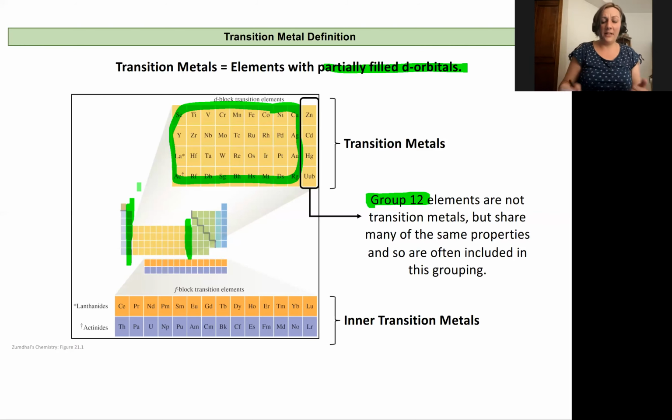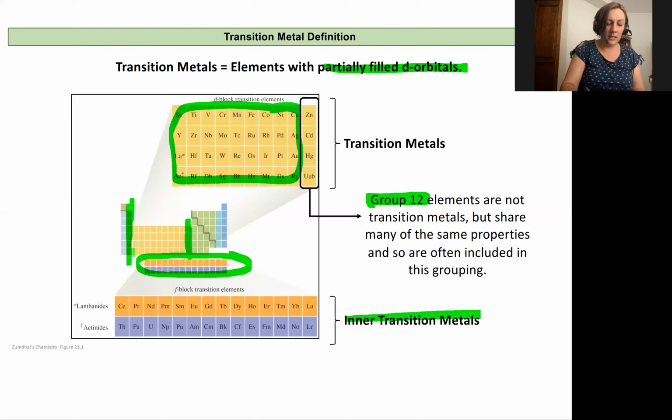We also have then our inner transition metals, and these are the lanthanide and actinide series that are really a subset. They're located right here in the periodic table. And so we're not discussing those in this chapter. We're going to focus just on the transition metals rather than the inner transition metals.